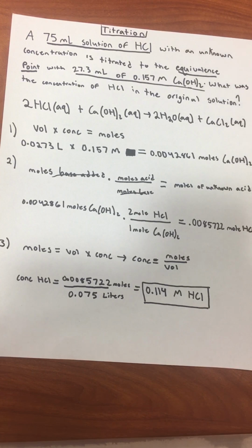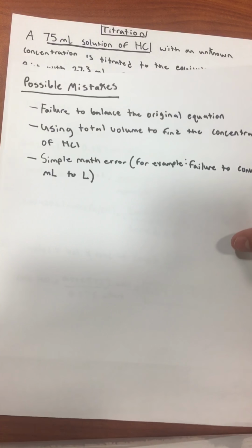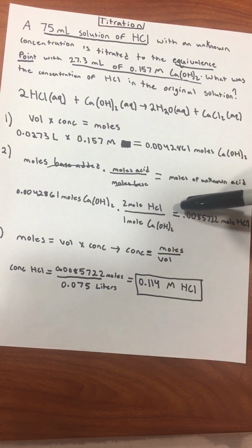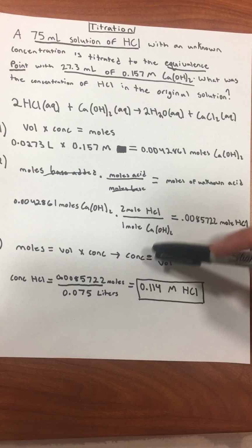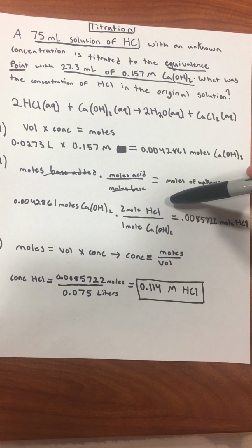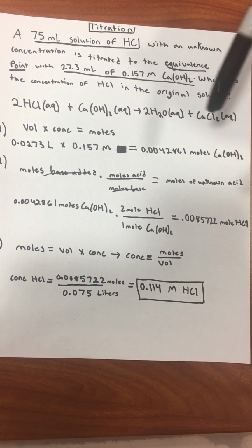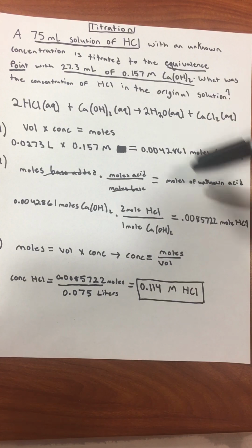Some of the possible mistakes made in this problem is, first off, failure to balance the original equation, which if you don't do that, then right here your math would be off, because you might put 1 mole of HCl if you don't balance it and find that you need 2 moles of HCl to react, and therefore this number would be wrong and your entire equation's wrong.